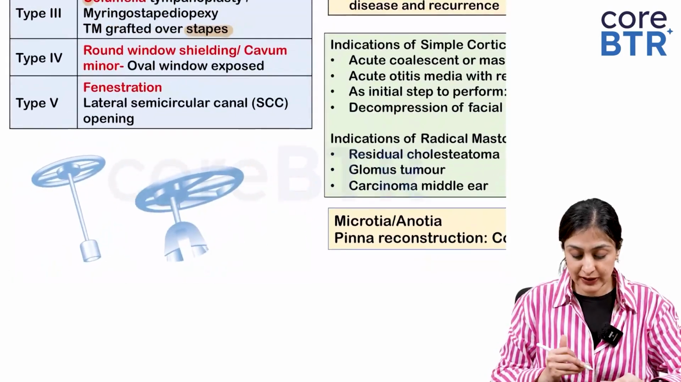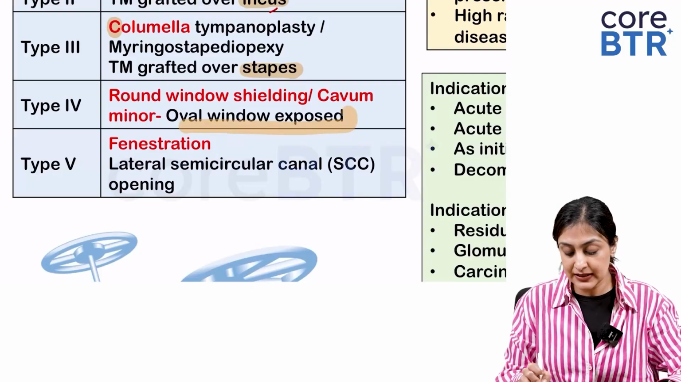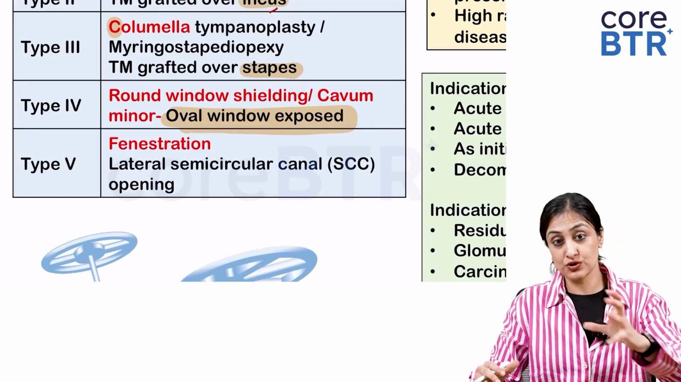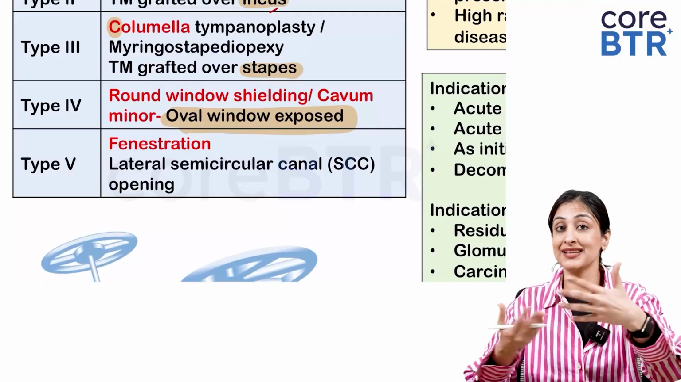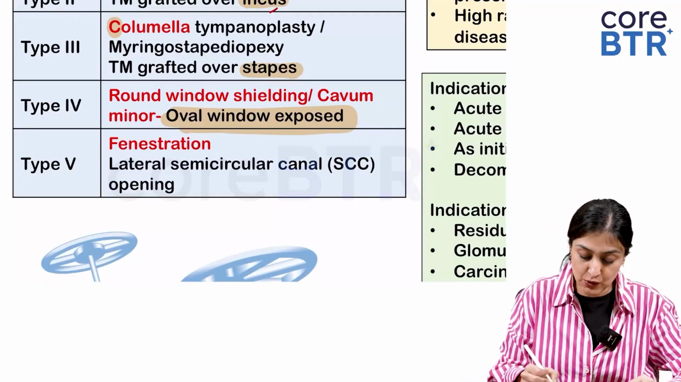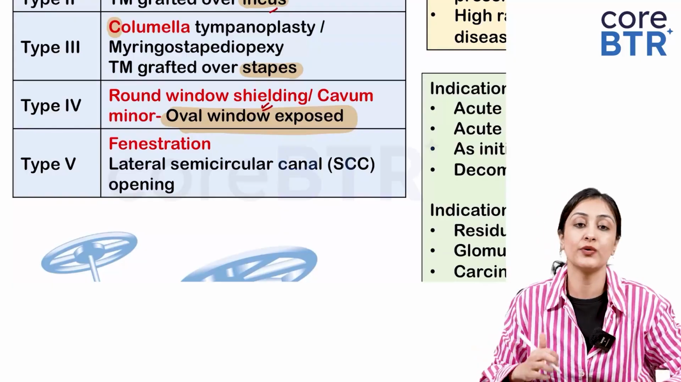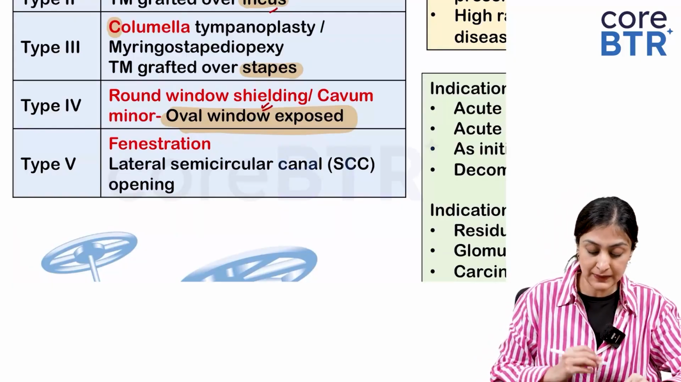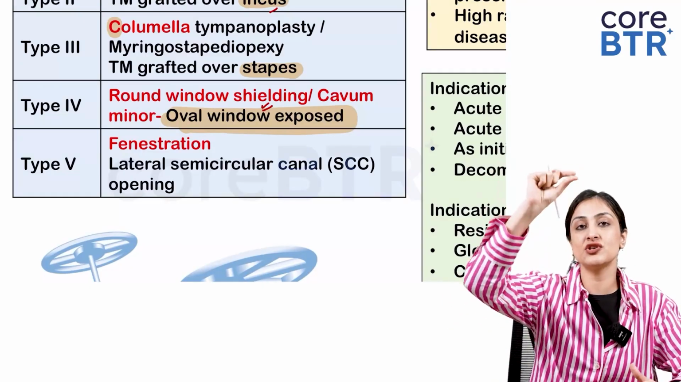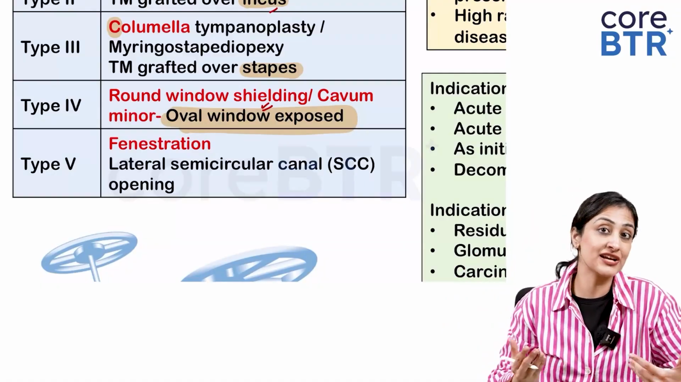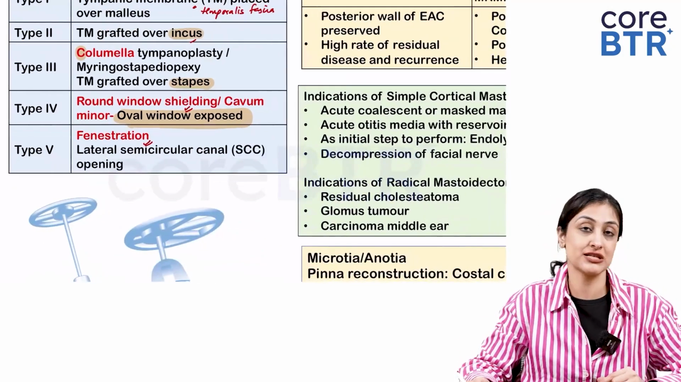Type 4. Now what can I do? This is what is called round window shielding or cavum minor, where the oval window has been exposed. The graft is placed over the oval window, but the round window is kept open so that the phase difference exists. That's why it's called round window shielding. What is the shielding effect? The phase difference that we were talking about. So shielding or cavum minor. Type 5, now we have nothing left. So what do we do? We make a fenestration over the lateral semicircular canal. We are trying to create a new window.